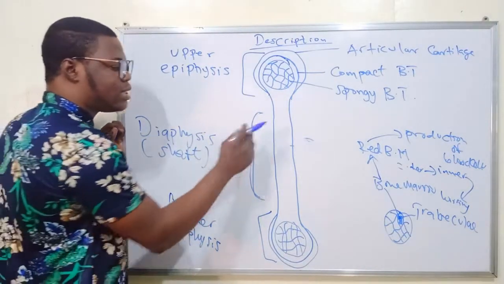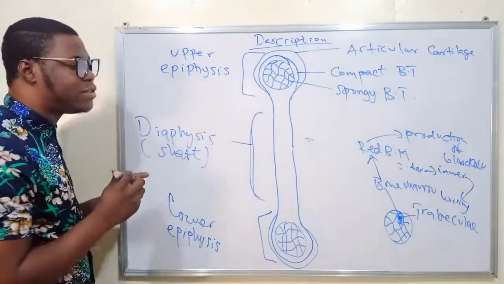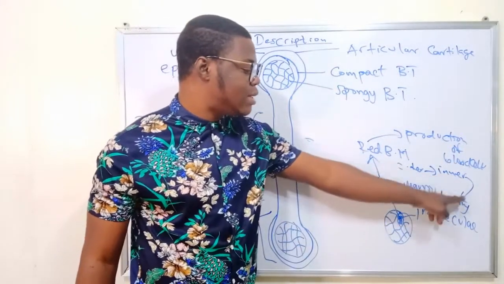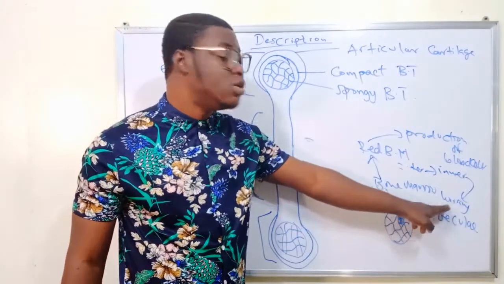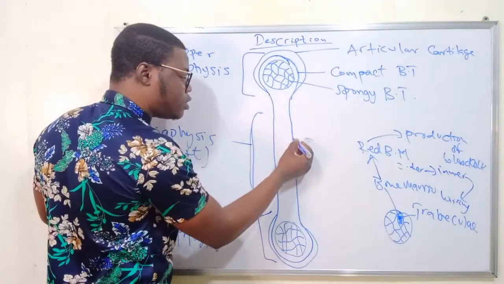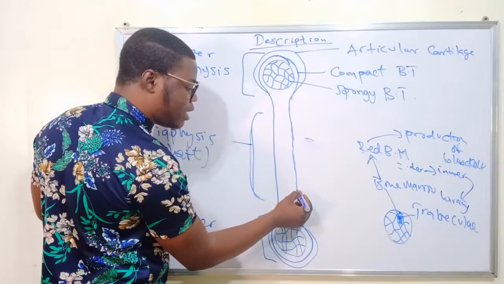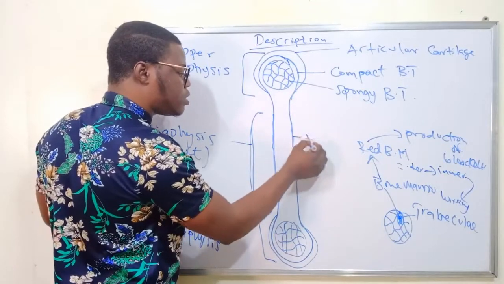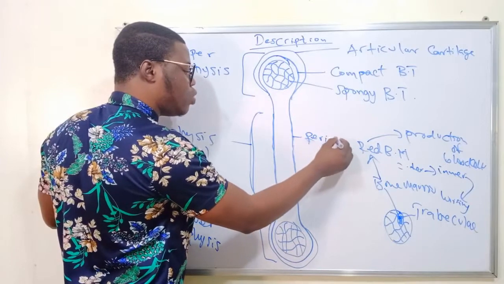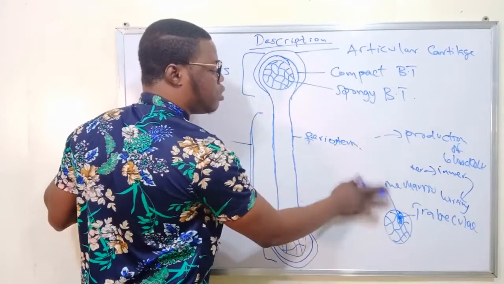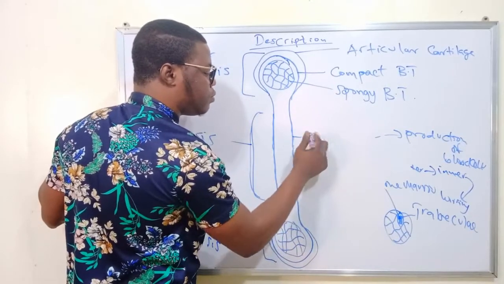Now, for this shaft, I said the sequence we use to describe the long bone is just the outer part, the inner part, and what the inner part is housing. So here, the bone is surrounded by a tough vascular membrane called the periosteum. Periosteum.